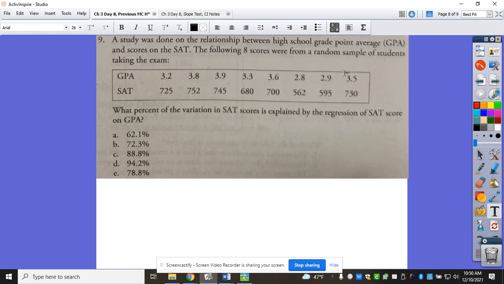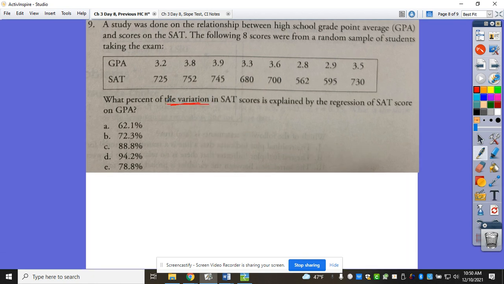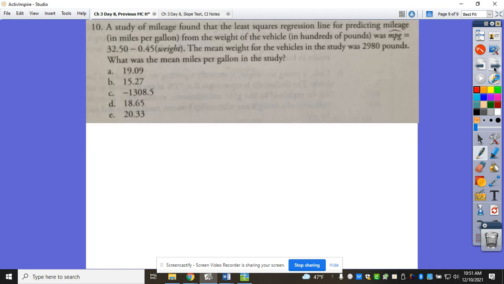A study was done on the relationship. It gives you all the X and the Y. It's asking about percent of variation. So it's asking to find your what? R squared. Well, if it gives you all the values, then you're going to do what with them? Plug them in your calculator and let it find R squared for you. And it ends up giving you R squared is 0.7881. So E is your correct answer. So this is just understanding that it's R squared and how to find it in the calculator.